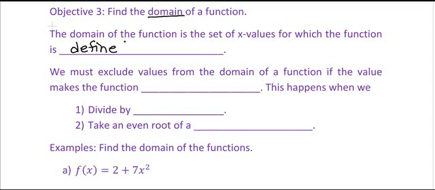We saw in the previous objective for the rational function there was a value that we input that made the output undefined, and so that value would have to be excluded from the domain. So we must exclude values from the domain of a function if that input value, right, the domain is the x value, so we're thinking about what values of x or what input values make the function undefined.